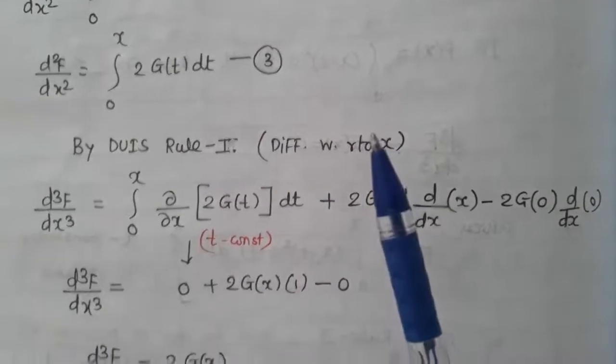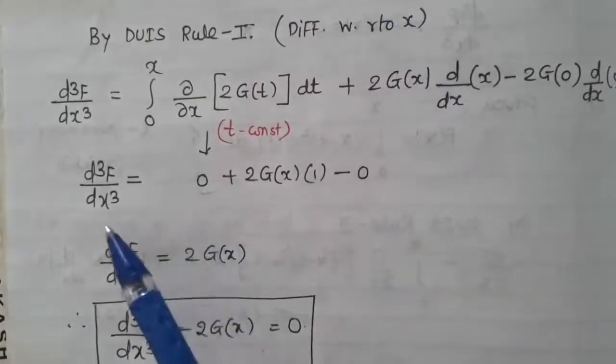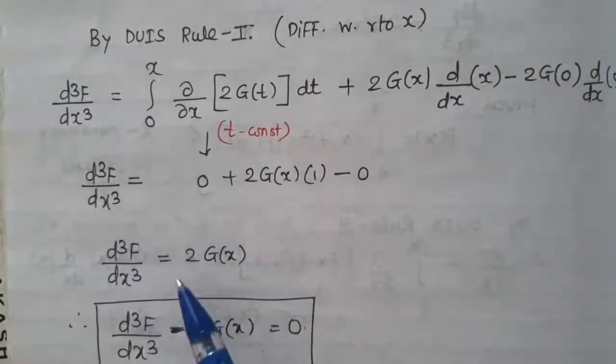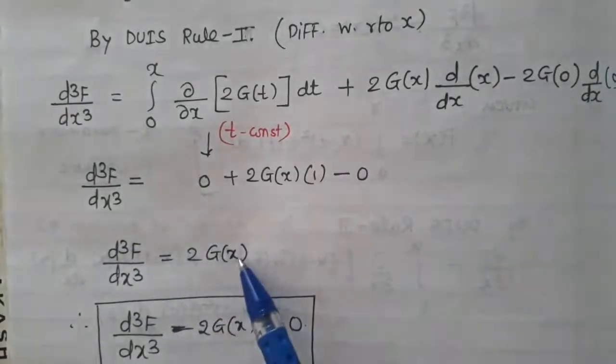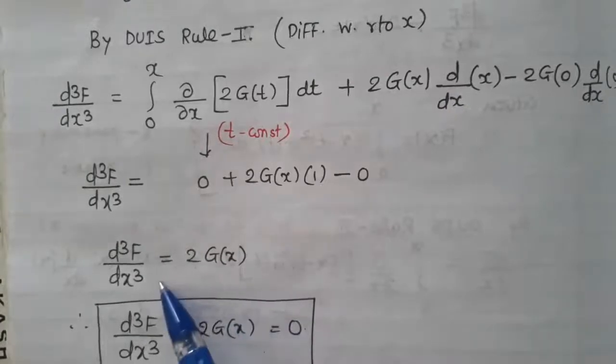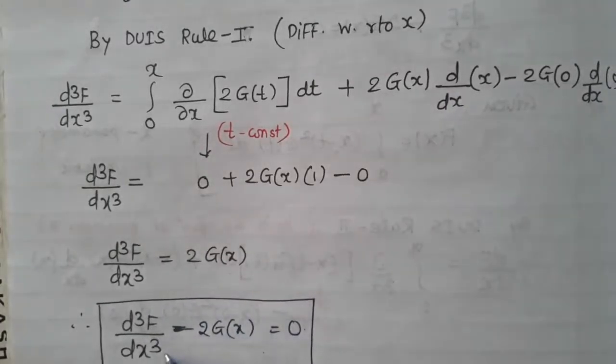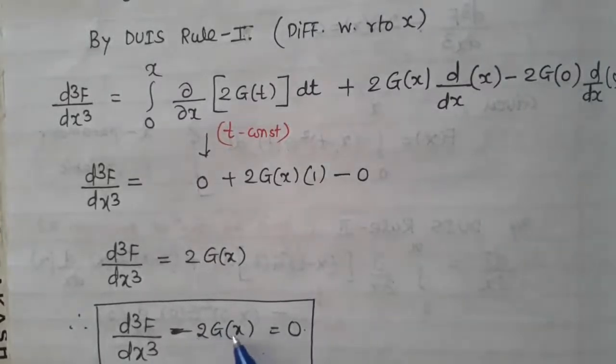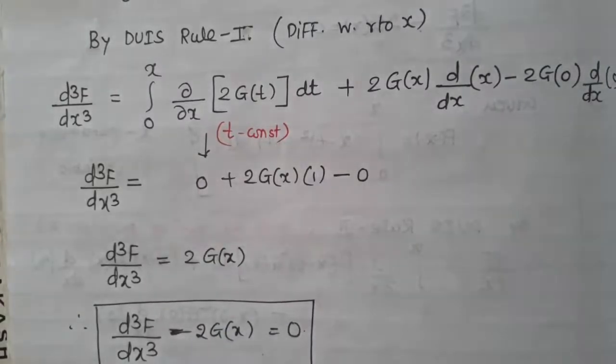So finally you will get the step here, d cube f upon dx cube is equal to 2 times g of x, and now shift this term from RHS to LHS. You will get your final answer as d cube f upon dx cube minus 2 times g of x is equal to 0.